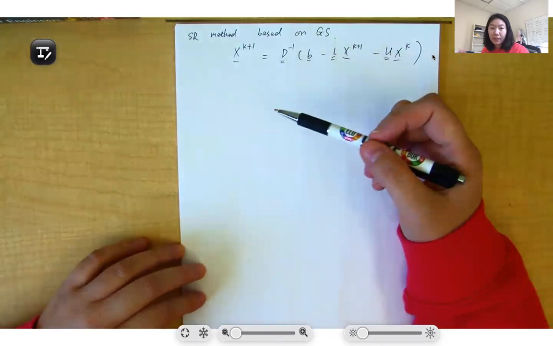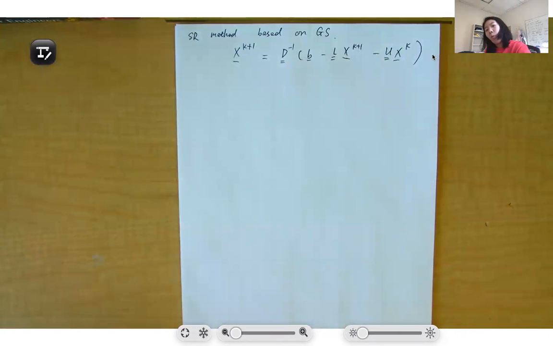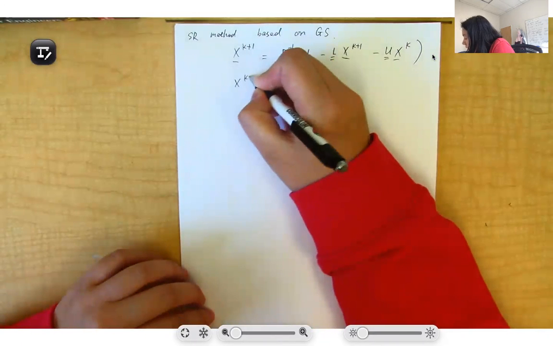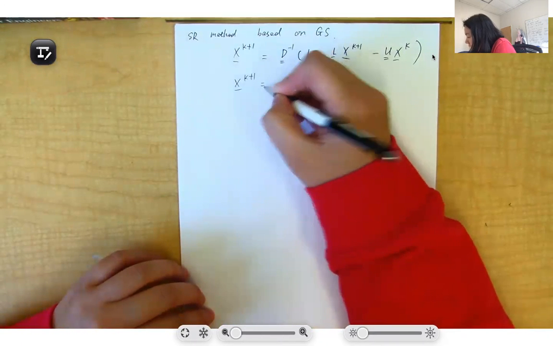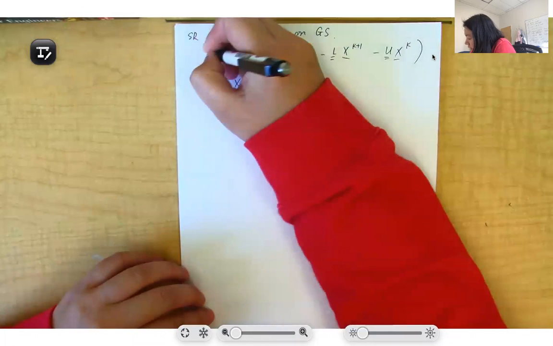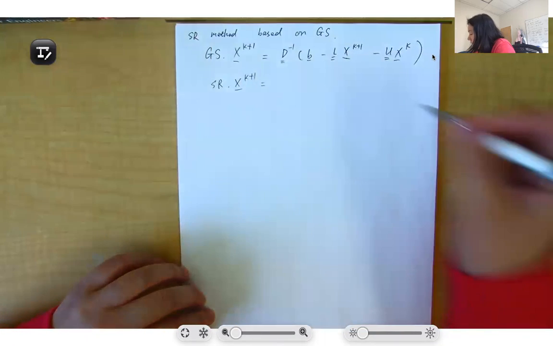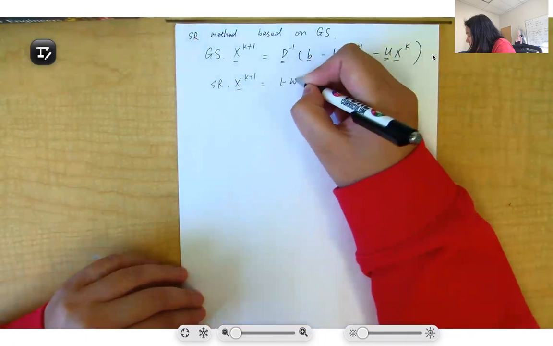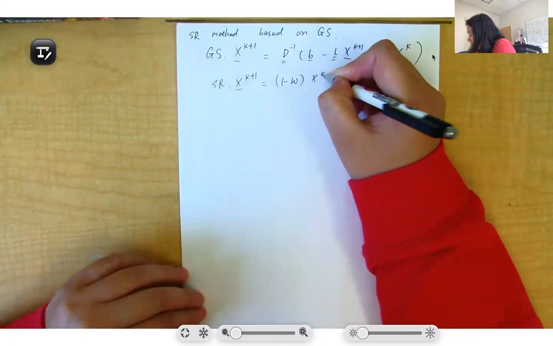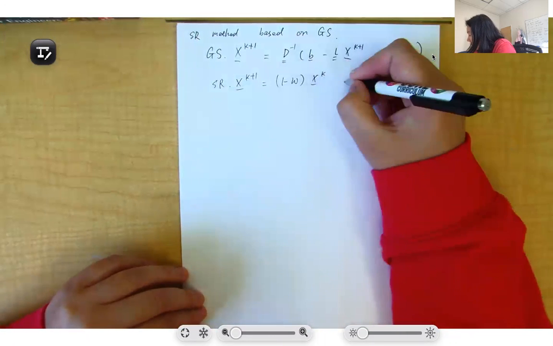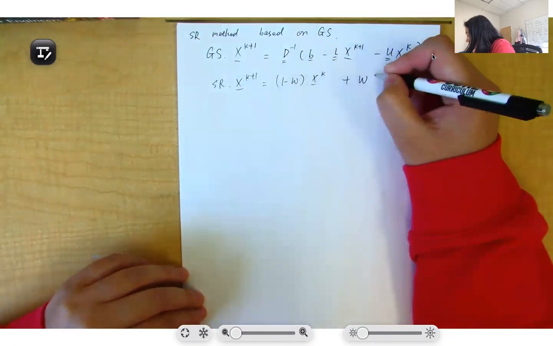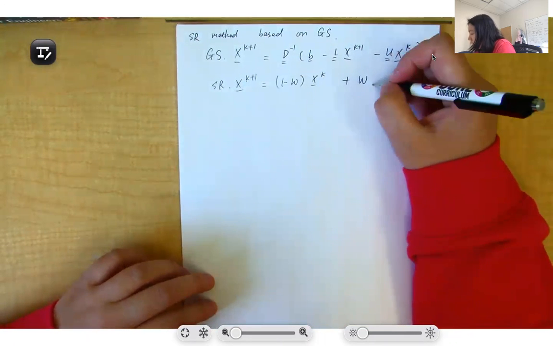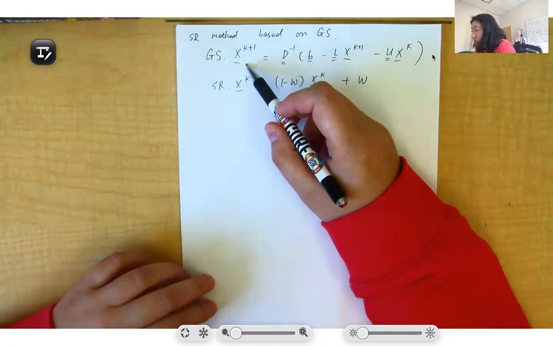That means we take some portion from the old value and some portion from the new value, right? So we have x_{k+1}. This is for the SR. This is for the Gauss-Seidel. And we have x_{k+1} equals (1 minus omega) x_k, so some portion from the old value, plus some portion times the new value, okay? So the new value is from the Gauss-Seidel iteration.